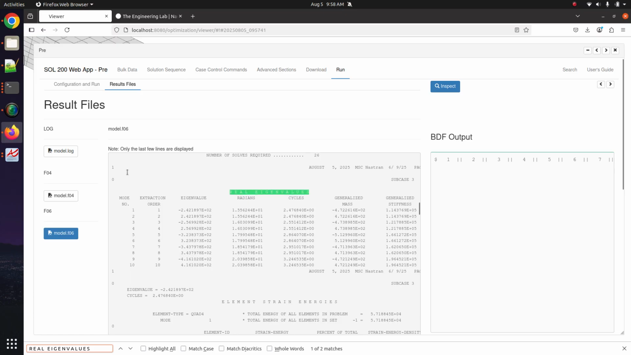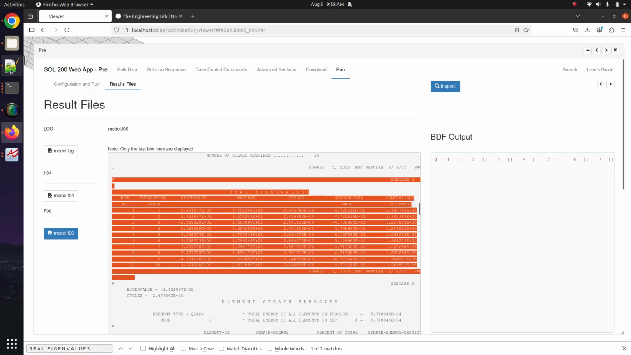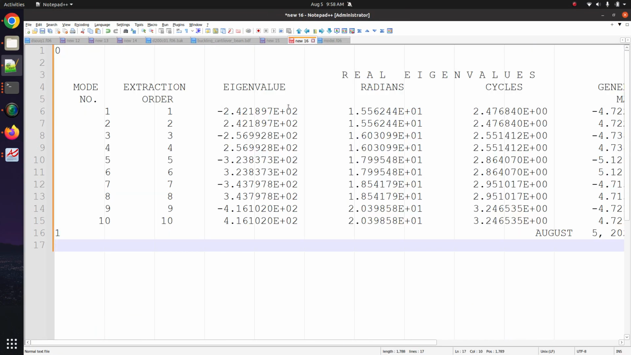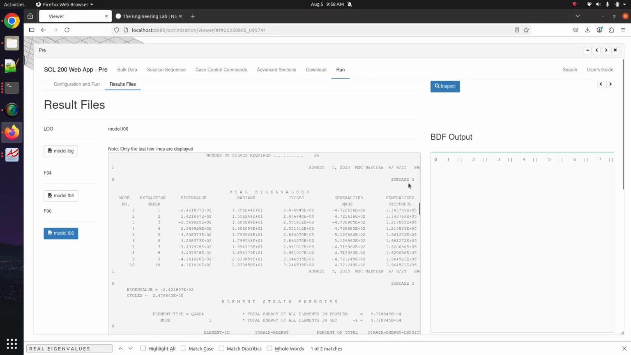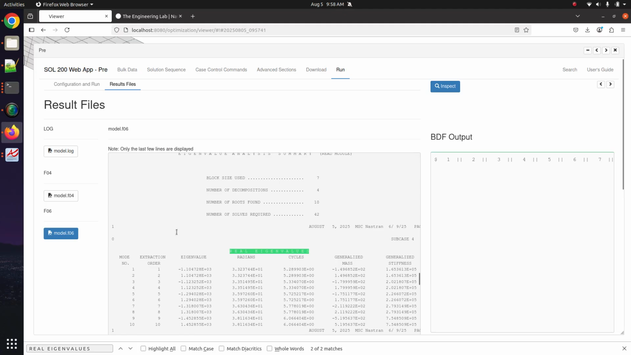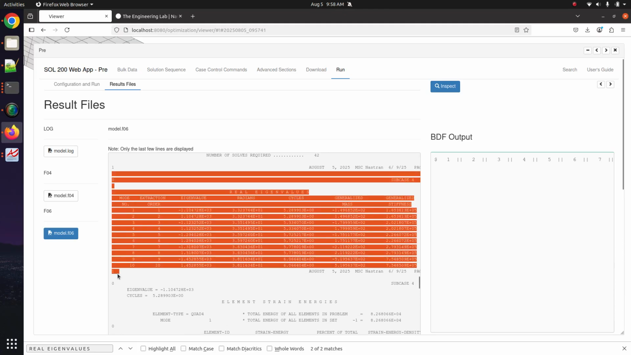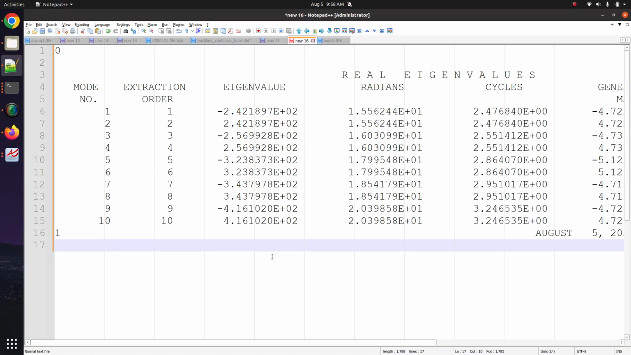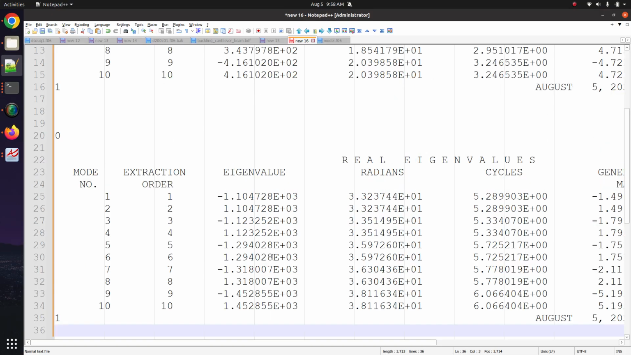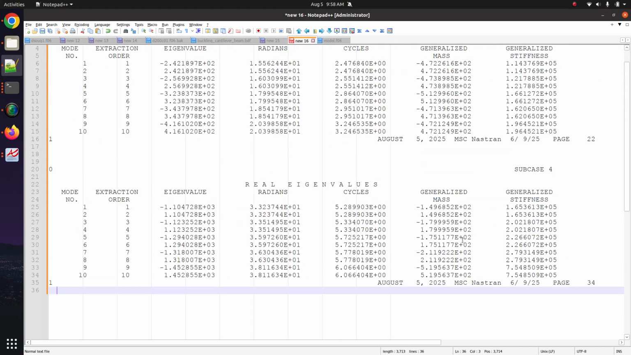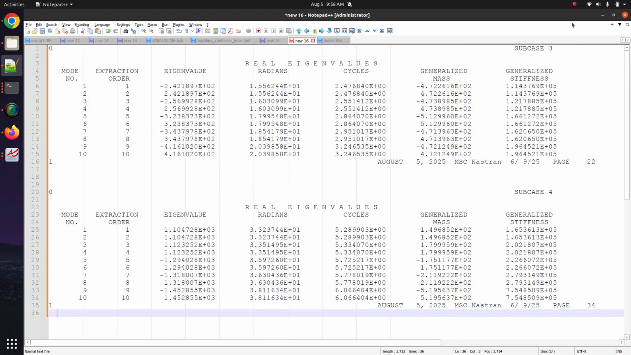Okay, so this is the first table. We'll copy that to Notepad. So here, and then we'll copy this other table, right? So here I'm copying the row that's the subcase 2. Let me zoom out. So we have these two tables, the buckling load factors or eigenvalues. At the top right, it tells you the subcase 3 and 4.